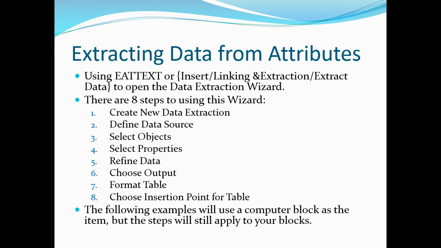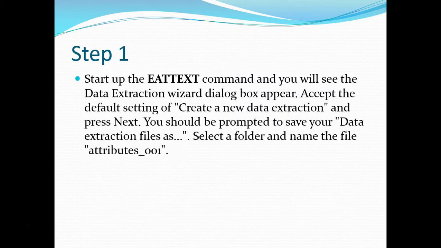Then you refine the data to make sure you don't have anything duplicating. You choose the output mode, so either in AutoCAD or as an Excel table or both. And you format the table so that it looks the way that you want, and then choose the insertion point in your drawing for the table. The following example uses a computer block as the item, but the steps apply to any blocks.